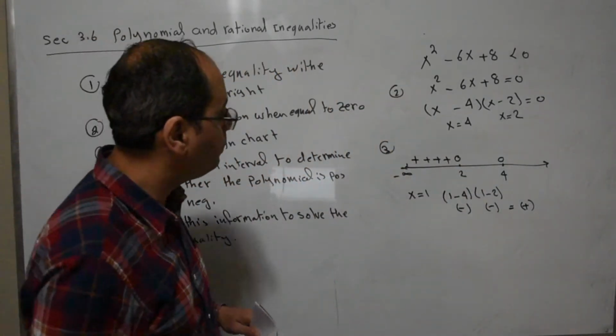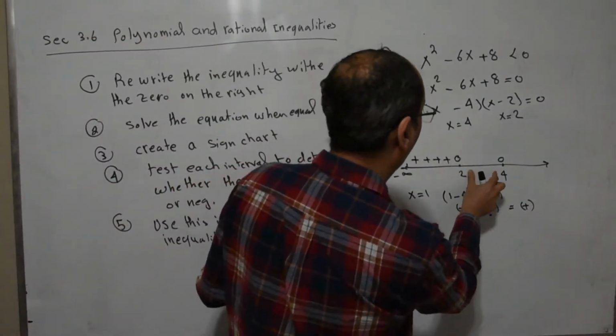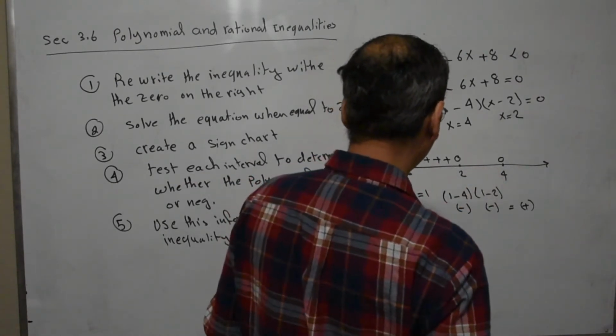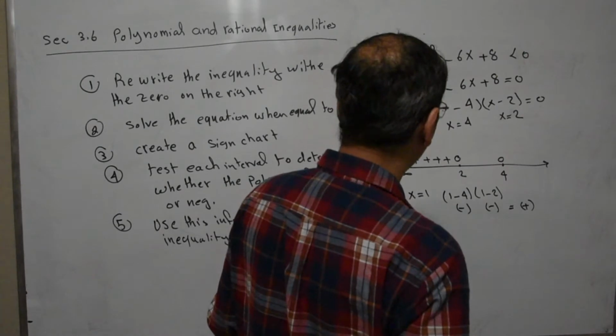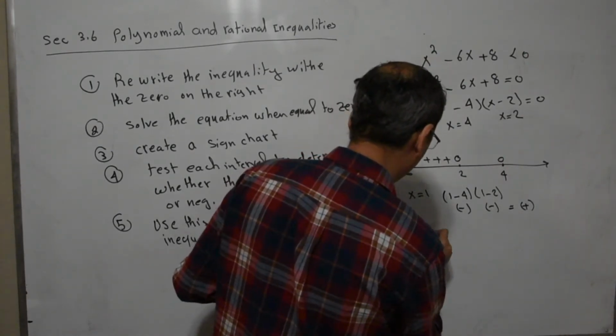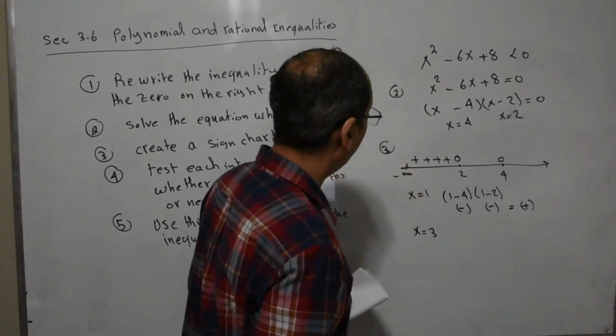Okay, so far? Now, I need to check a number between 2 and 4. So, perhaps I check 3. Okay?